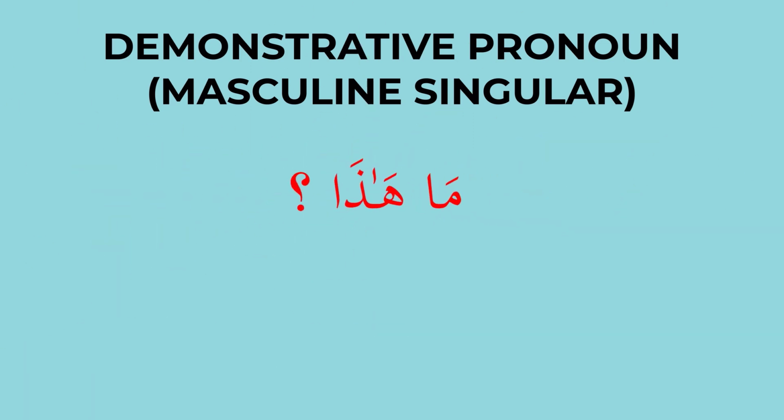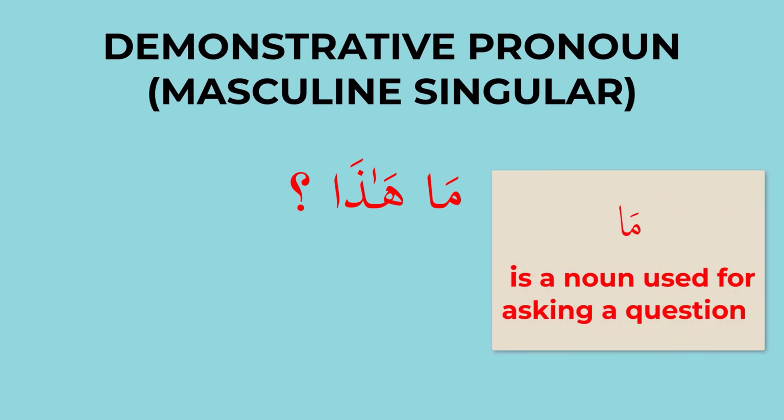What is written there? Ma hada. Ma is used for asking question. It means what? There is a name in it, but we won't go in detail right now. Later on, we will go in detail and learn all the names that are for the nouns and the particles for asking question later on, inshallah.